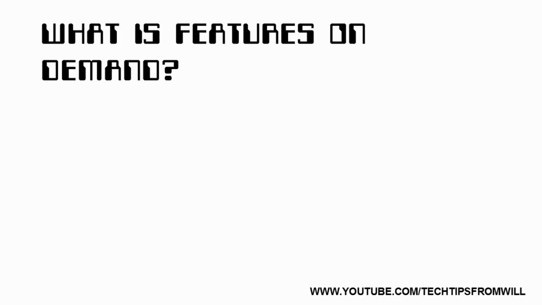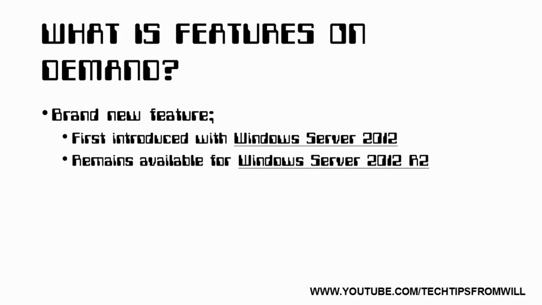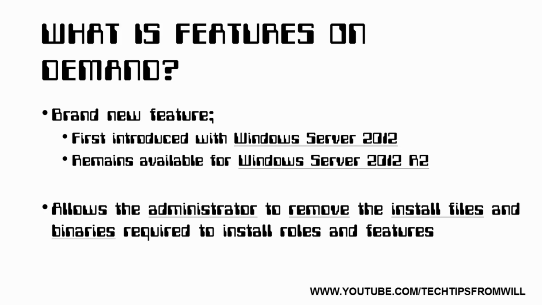So let's get started. First of all, what exactly is Features on Demand? Features on Demand is a brand new feature that was first introduced with Windows Server 2012 and remains available for Windows Server 2012 R2. Features on Demand, in a nutshell, allows an administrator to remove the install files and binaries that are required to install roles and features onto a server.